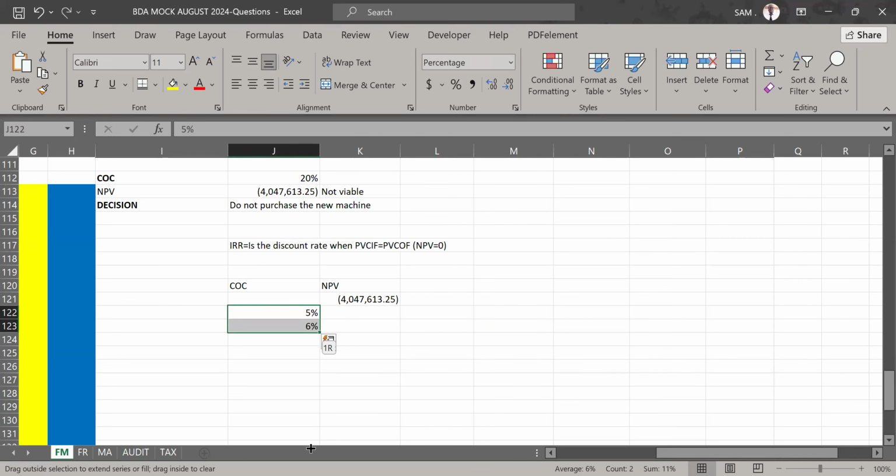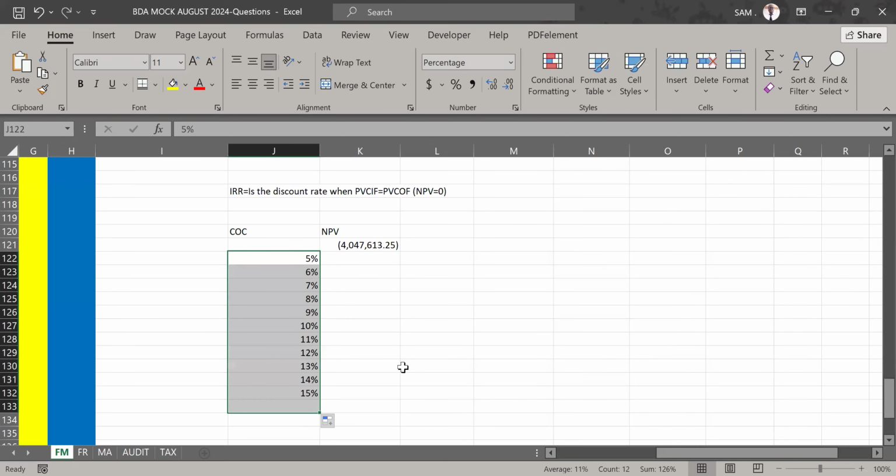So we can even go to, for example, 16. I'm at 15, let me just stop it at 16. That is the range of cost of capitals we are coming up with. We are trying to identify at what cost of capital we will have an NPV of 0. So after we interconnect this, we've come up with the range of cost of capitals and we've referred to the NPV. It is now very simple.